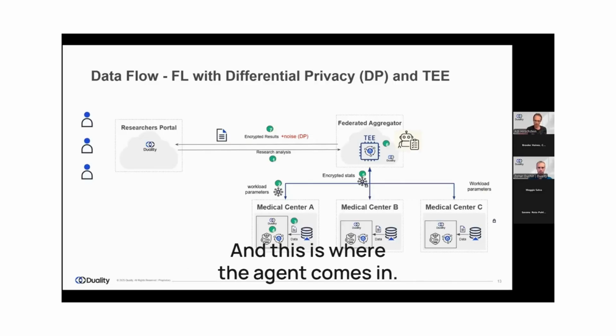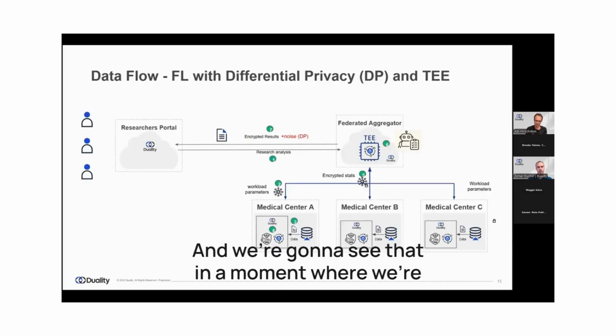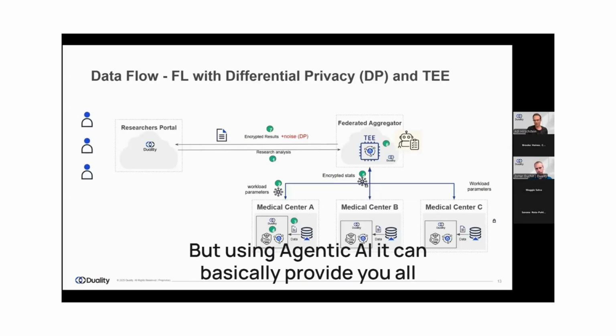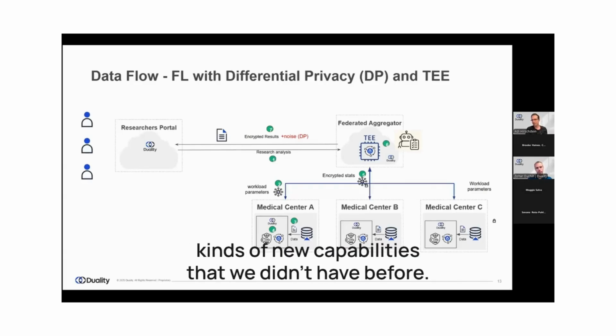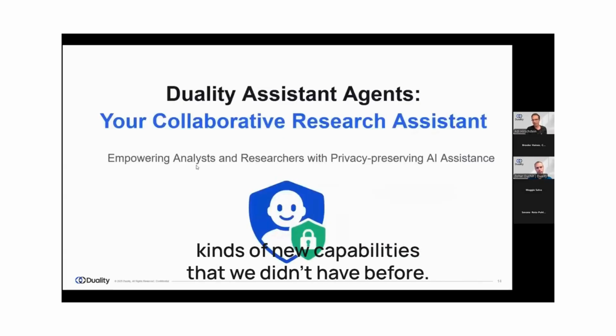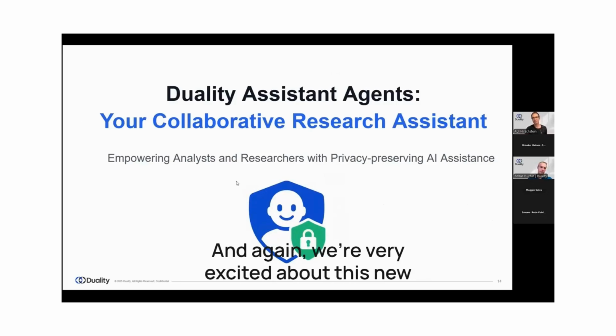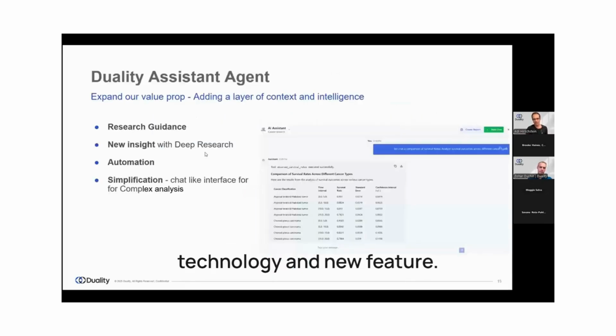And this is where the agent comes in. We're going to see that in a moment, where we're leveraging agentic AI in order to run those analyses. Using agentic AI, it can basically provide you all kinds of new capabilities that we didn't have before. And this is what the Duality Assistant Agent is all about. Again, we're very excited about this new technology and new feature.